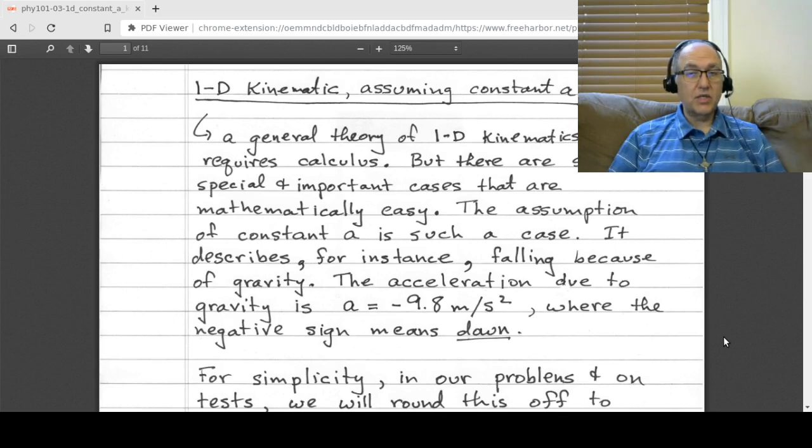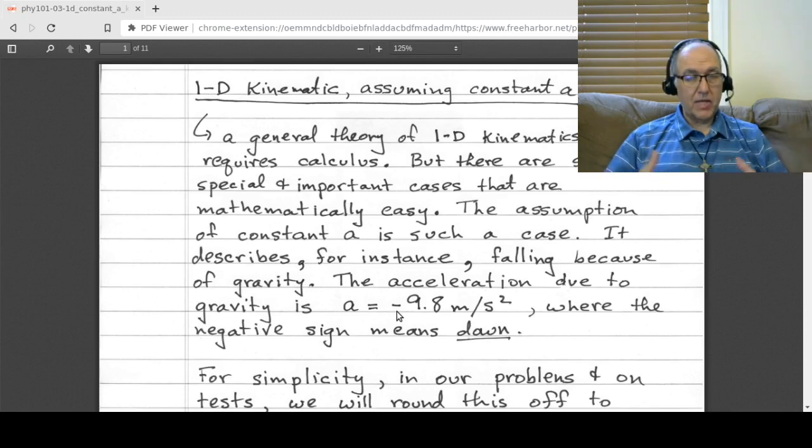Just to remind you, acceleration doesn't mean how fast you're going; it means how fast you're speeding up. And the acceleration due to gravity in MKS units is right here: a is equal to negative 9.8 meters per second squared. Now the negative is going to mean down.